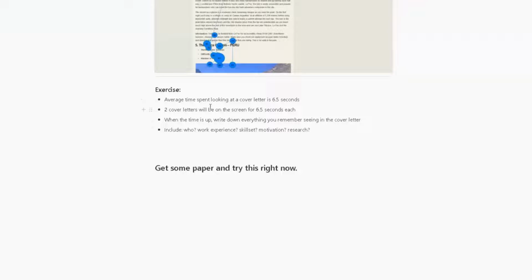So just the orientation before the exercise. The average time spent looking at a cover letter is 6.5 seconds. Now that is not a lot at all when you have an entire page. So in this exercise, two cover letters which are asking for work experience at a company will be on the screen for 6.5 seconds each. And when the time is up, you want to write down everything you remember seeing in the cover letter. So that can be who they are, what work experience they have, what their skill set is, what their motivation is, whether they have done any research, okay? But you only have 6.5 seconds.